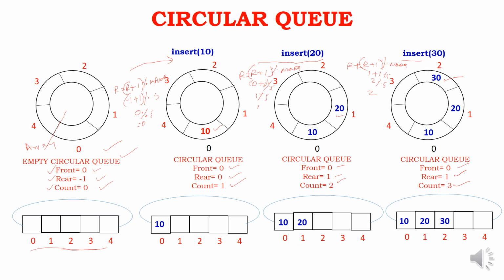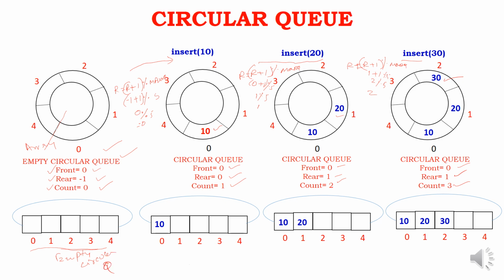See here, the same array is represented here. The same queue is represented here. So instead of a circular queue, we are showing it just like a linear queue. So here, front is 0, rear is -1, count is 0. Empty queue, empty circular queue.